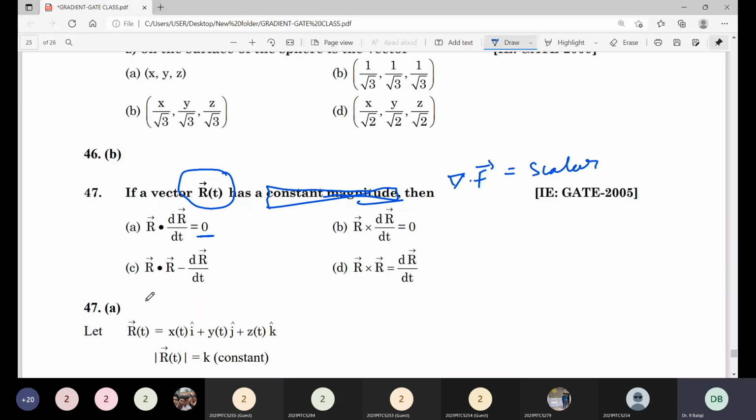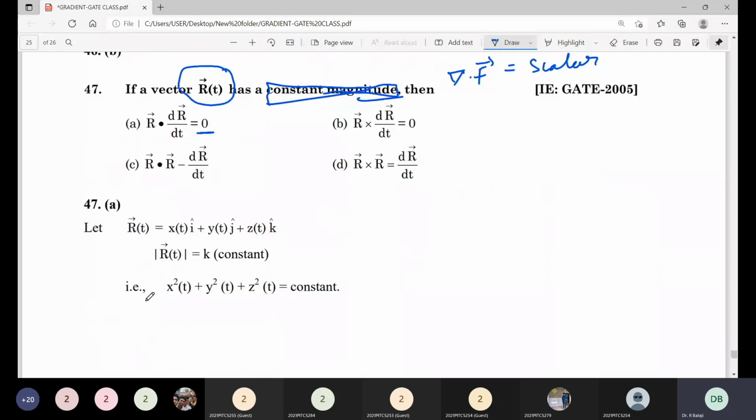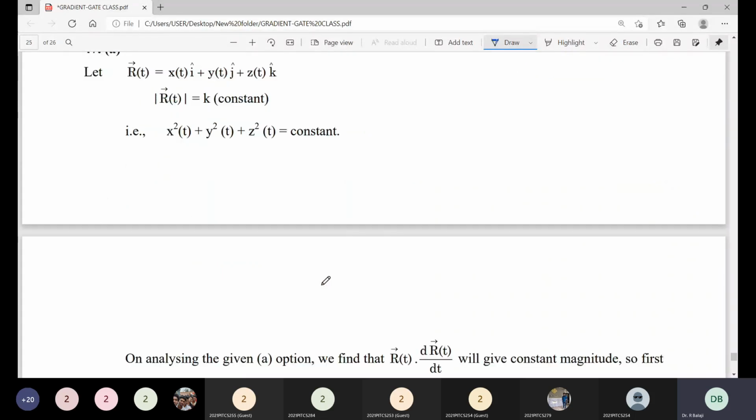Listen, r of t is nothing but, here they have taken x of t into i vector plus y of t into j vector plus z of t into k vector. Now, magnitude of r of t is equal to constant k. That is x square of t plus y square of t plus z square of t, which is equal to a constant.